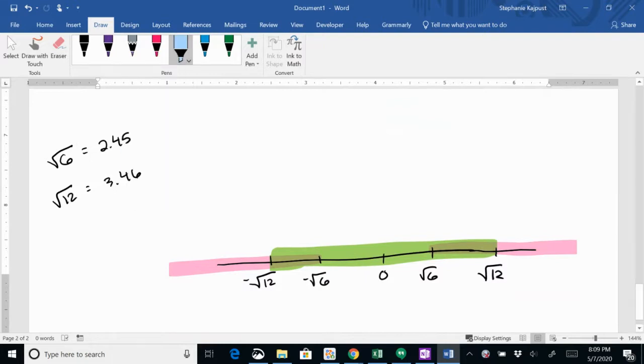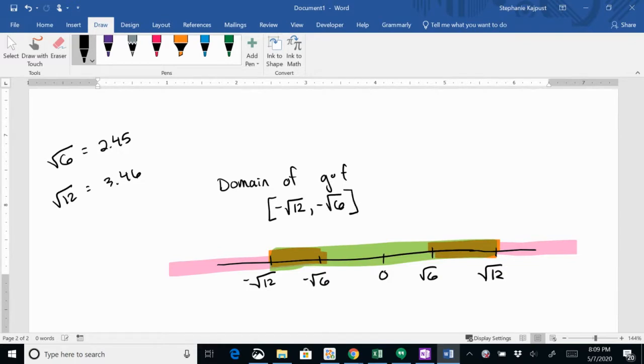So you can see with my highlighting that the overlap, now that doesn't want to draw, is right here and right here. And that is our final answer for the x values that we are allowed to plug in. So this gives us the domain of g of f. We've got negative square root of 12 to negative square root of 6, and then we have the union symbol to combine these, and then square root of 6 to square root of 12.